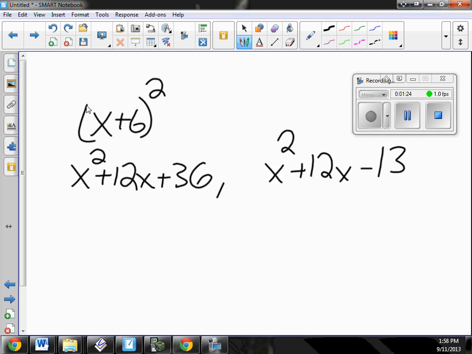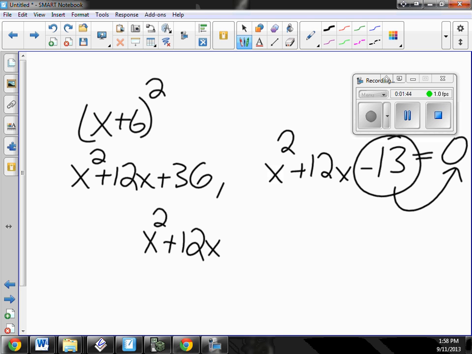Okay? So it's just a process of steps. We set it equal to 0. Now, this number is wrong. I need 36. But I don't have it, so I'm going to move this to the other side. So I get x squared plus 12x, and I'm going to leave a little gap, equals, if I add 13, and I add 13, I get a 13 over there. So, I know what number needs to go in there. Half of 12 is 6.